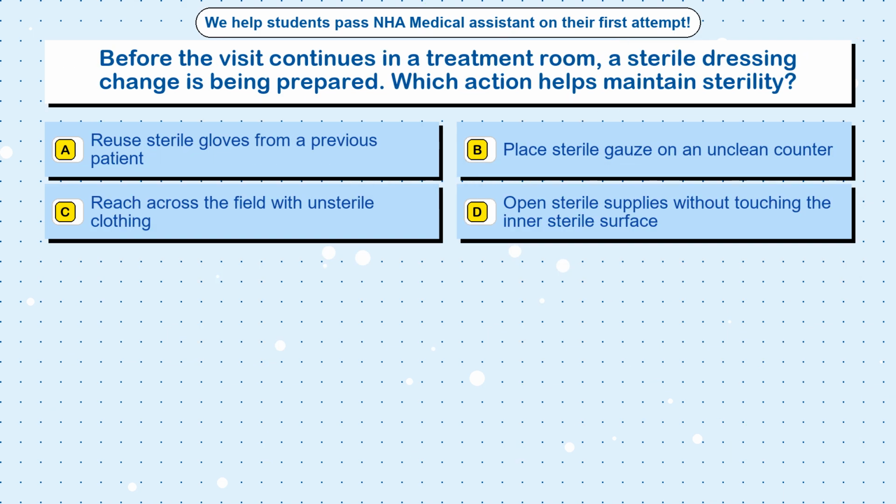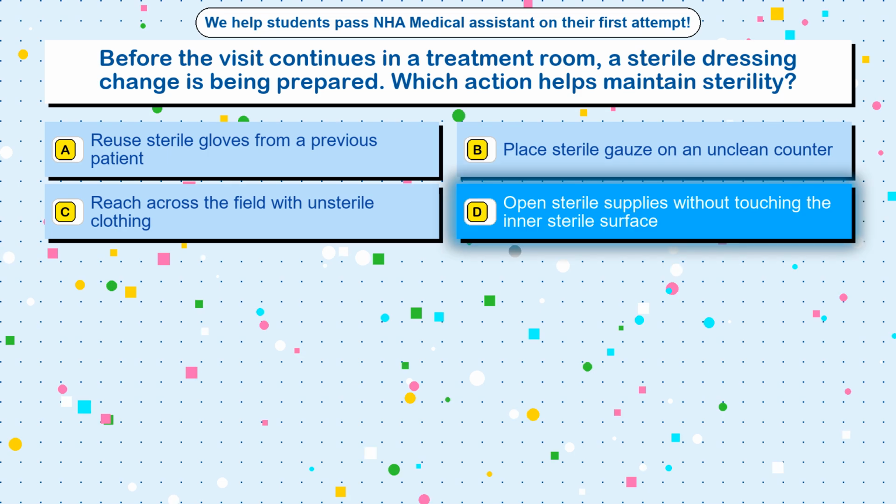Question 43. Before the visit continues in a treatment room, a sterile dressing change is being prepared. Which action helps maintain sterility? Option A, reuse sterile gloves from a previous patient. Option B, place sterile gauze on an unclean counter. Option C, reach across the field with unsterile clothing. Option D, open sterile supplies without touching the inner sterile surface. The correct answer is option D, open sterile supplies without touching the inner sterile surface.